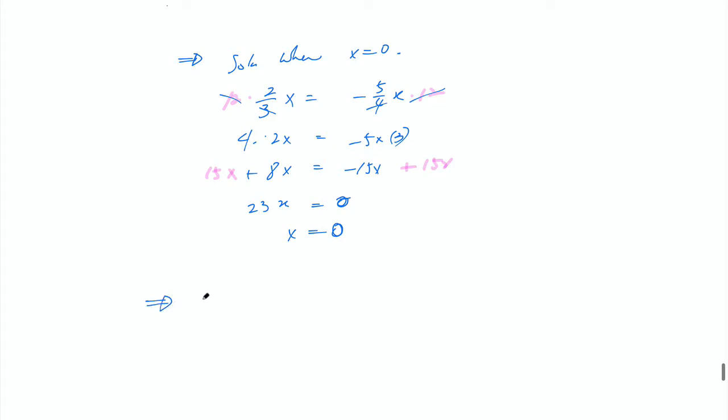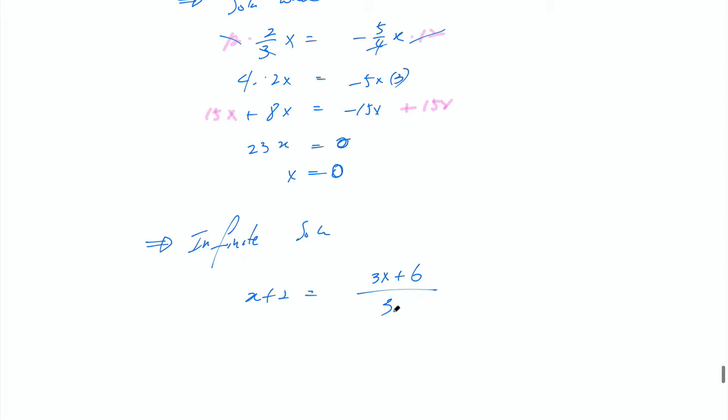So here's the one with infinite solutions. Let's say I had x plus 2 is equal to 3x plus 6 over 3. Again, it looks like a normal equation, but how can we tell? So let's do some work to simplify this. We can't really easily tell from here.